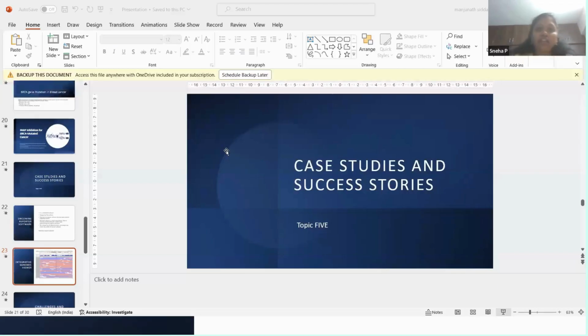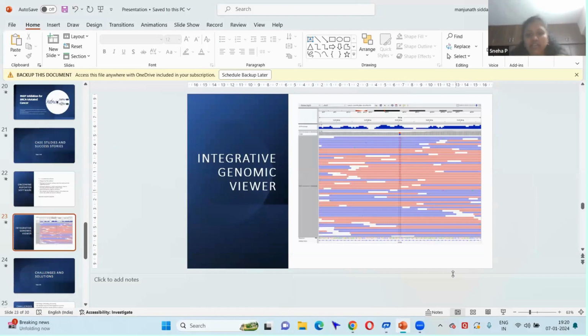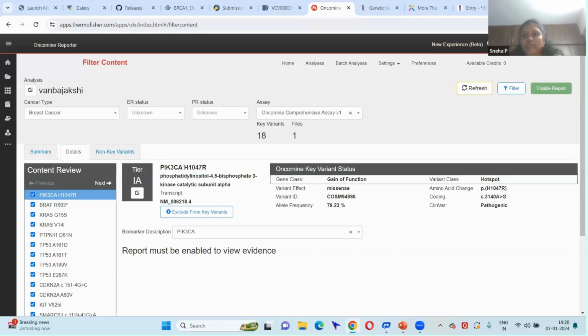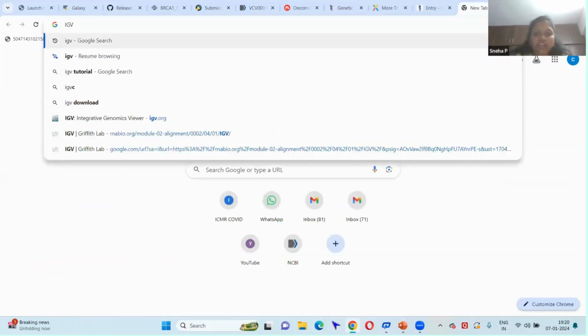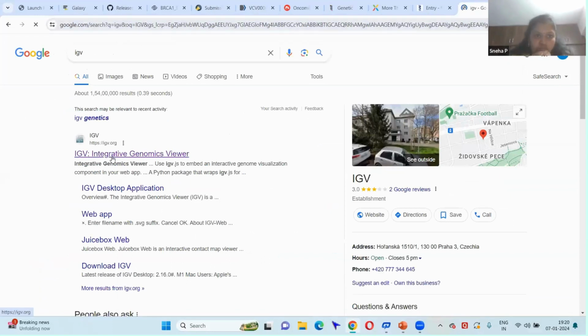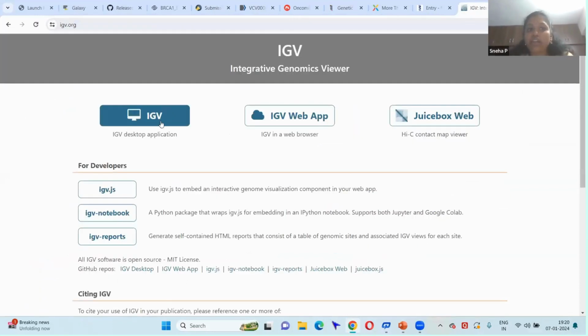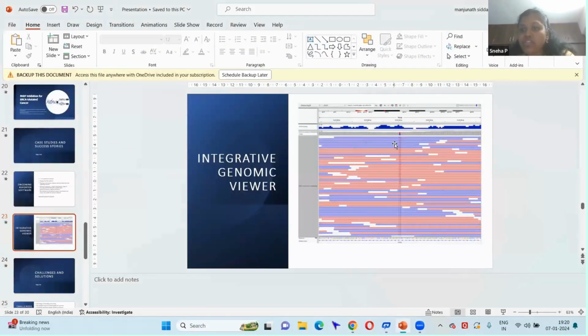IGV you can also download from online. It is a standalone tool. You can just search for Integrative Genomics Viewer, download it, and upload your chromosome. Once you have done all the alignment, you can upload the VCF file into it, and you have to give the genomic position, the chromosome position. Okay, once you upload and put that in, it will show a very clear image of what has happened at that position.